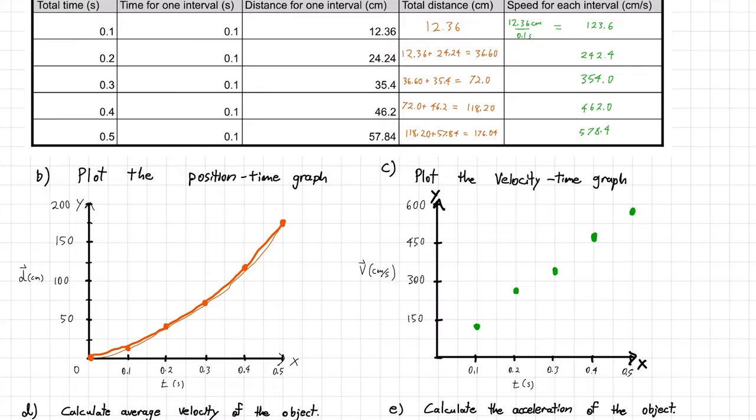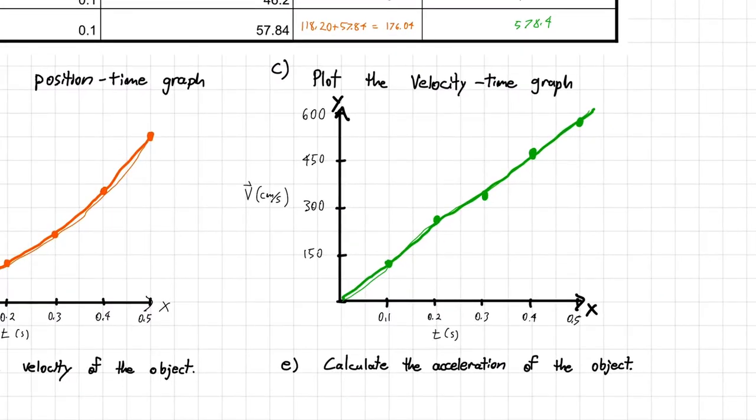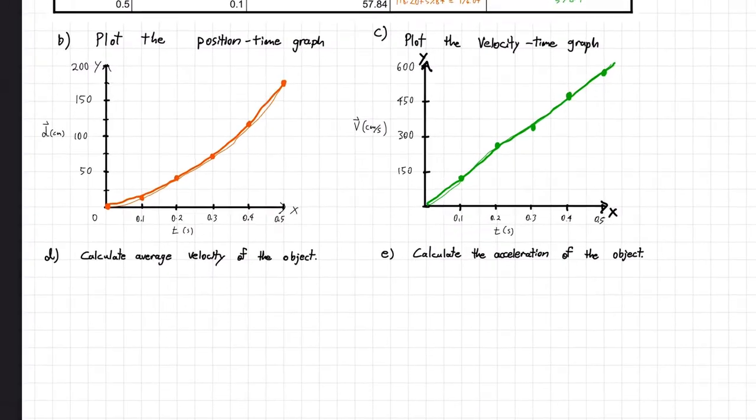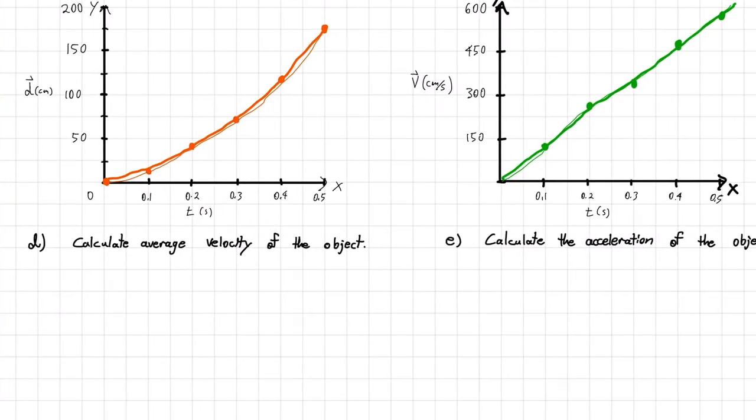And again, you can see our curve here is actually almost a straight line. So when we're drawing our line, just draw it as straight as you can. Again, it doesn't have to be perfect, but the straighter you can draw, the prettier your graph will be. All right, so that concludes part C. Let's move on to D. Calculate the average velocity of the object.